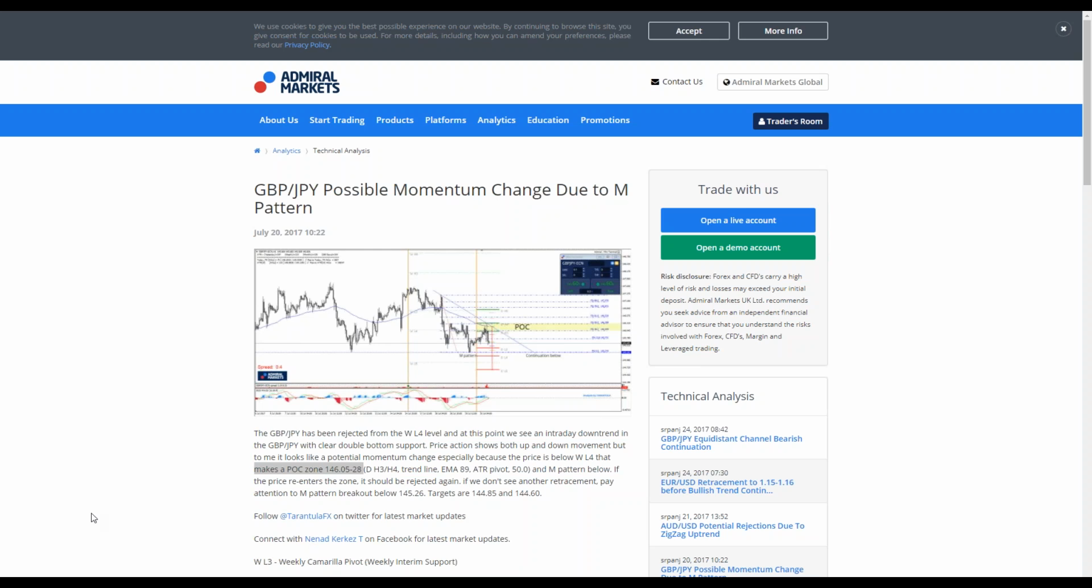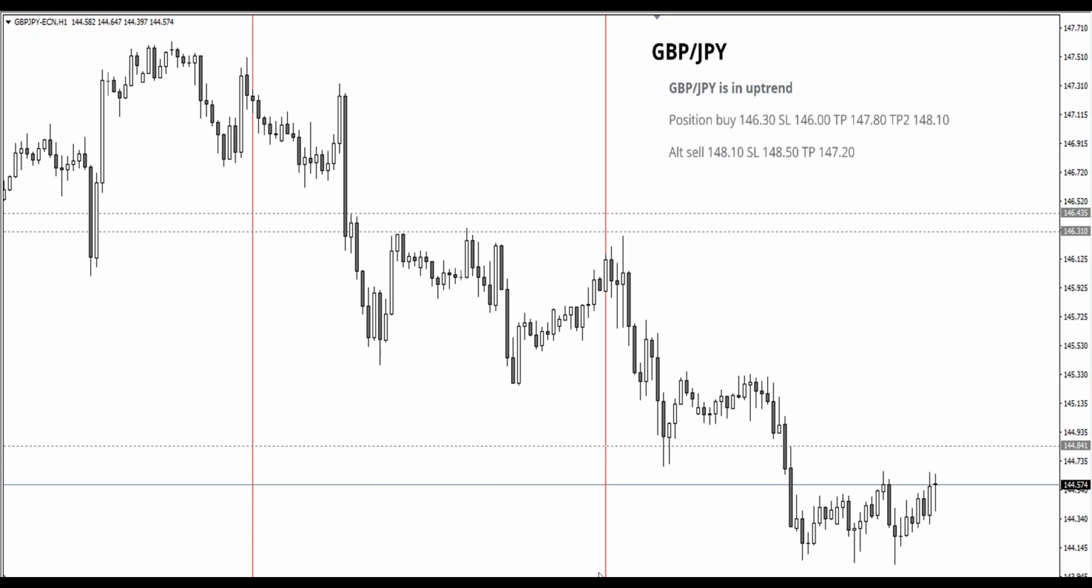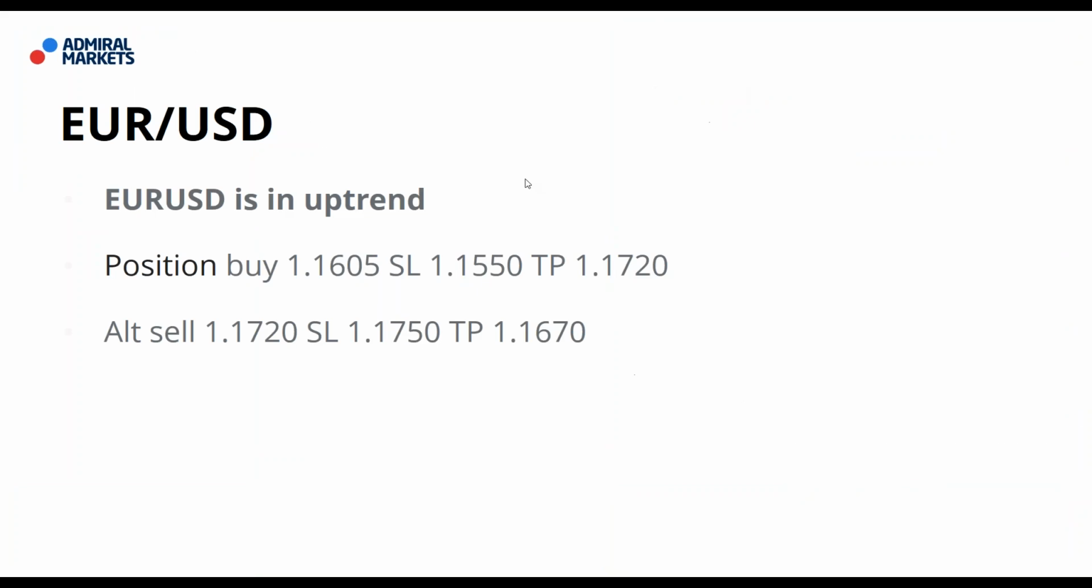Here, this is what happened. Price went here, 9, 10, 11 o'clock, and dropped perfectly from our POC zone. So the price listened to us. Pound yen was very good.